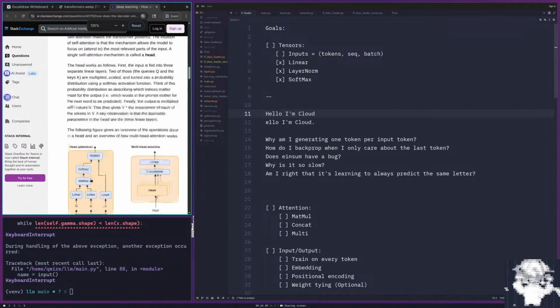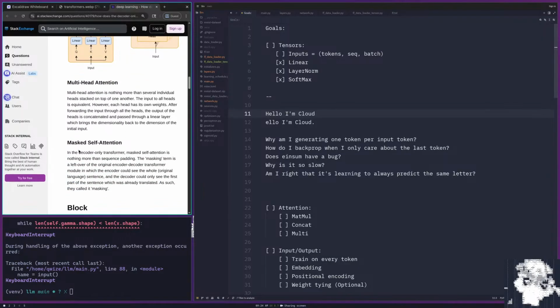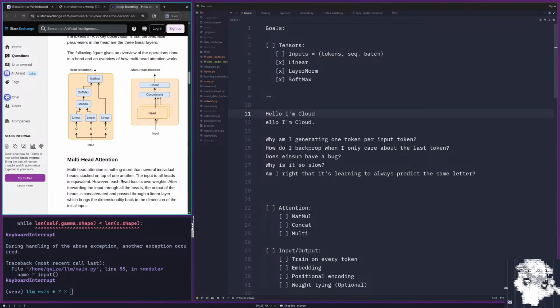In the decoder-only transformer, which is what I'm doing, masked self-attention is nothing more than sequence padding. The masking term is a leftover from the original encoder-decoder transformer module, in which the encoder could see the whole original language sentence and the decoder could only see the first part of the sentence, which was already translated. Okay. So I actually am not sure that this is right.